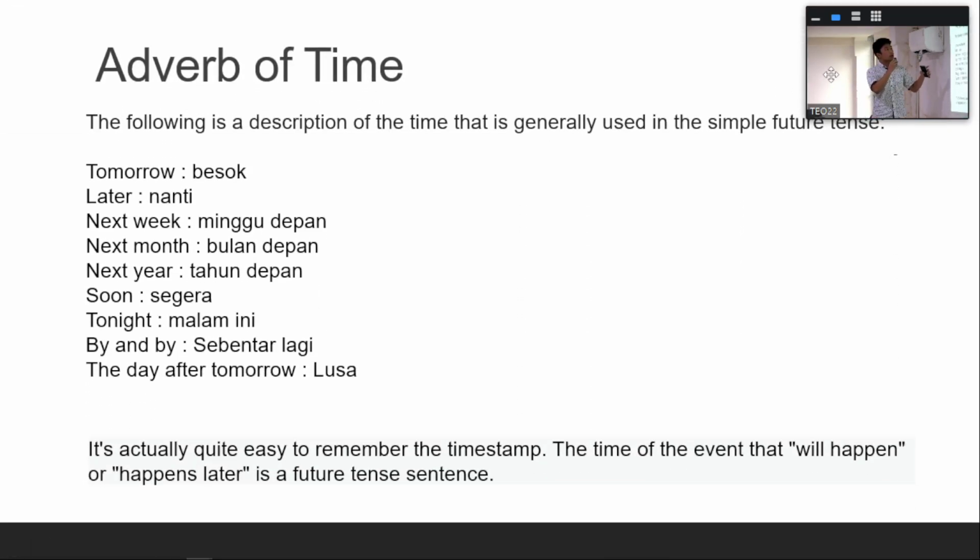And now is the adverb of time. The following is a description of the time that is generally used in the simple future tense, like tomorrow, later, next week, next month, next year, soon, tonight, by and by, the day after tomorrow. It's actually quite easy to remember. The timestamp of the event that will happen or happens later is the future tense sentence.